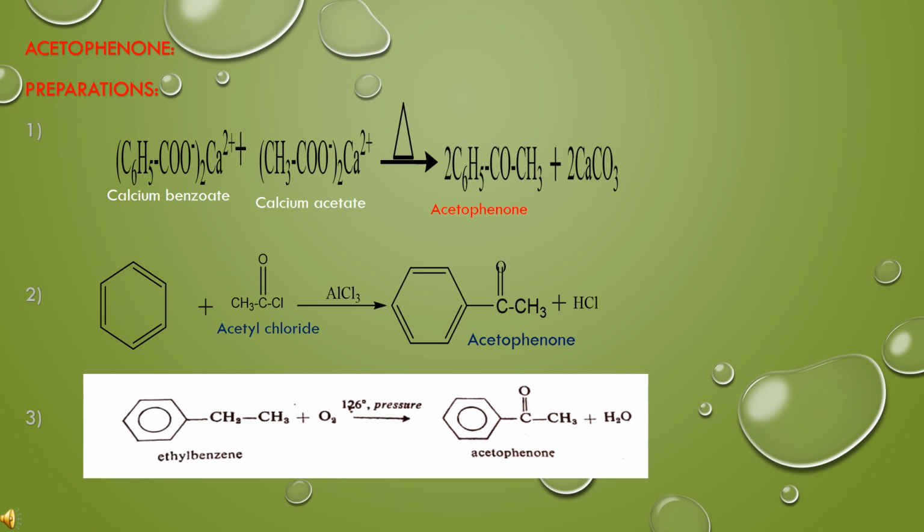Another preparation: benzene reacts with acetyl chloride. Hydrogen from the benzene ring abstracts chlorine and leaves as HCl. The remaining CH3CO group is attached to that benzene. We get acetophenone. Another preparation: ethyl benzene undergoes oxidation at 120 degrees centigrade and pressure. We get acetophenone. The second carbon having the CH2 group abstracts oxygen and leaves as a water molecule. The remaining oxygen is attached to that second carbon. We get a C double bond O. So ethyl benzene undergoes oxidation to yield acetophenone.